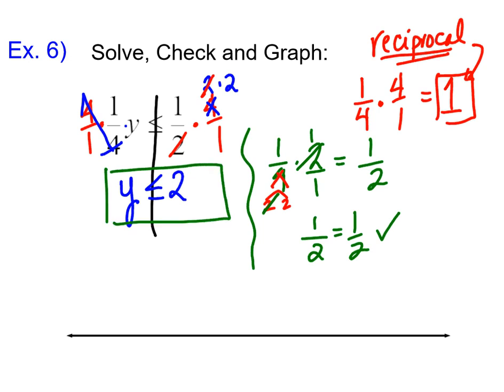And I didn't multiply or divide by a negative number, so it's not going to flip the sign. So I need a 0 and I need a 2. I'm going to put a solid whole dot at 2, and I want all the numbers less than 2, so I'm going to go to the left.